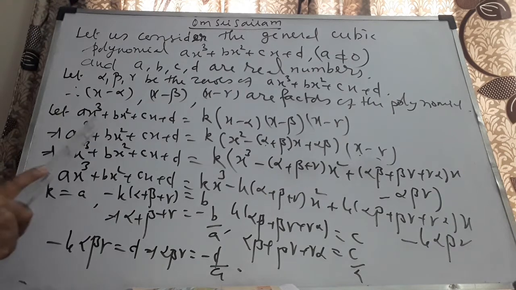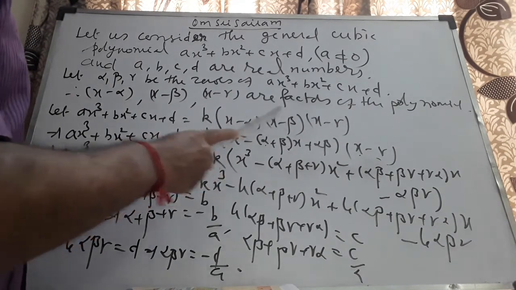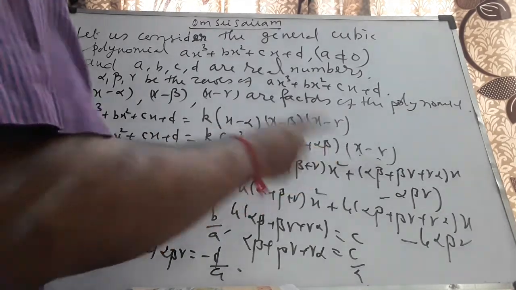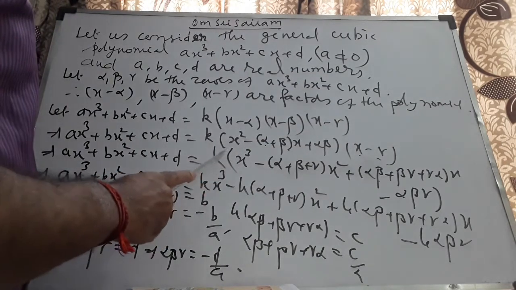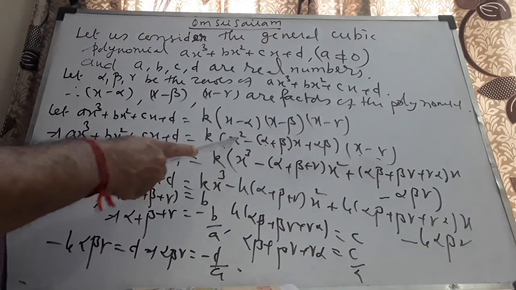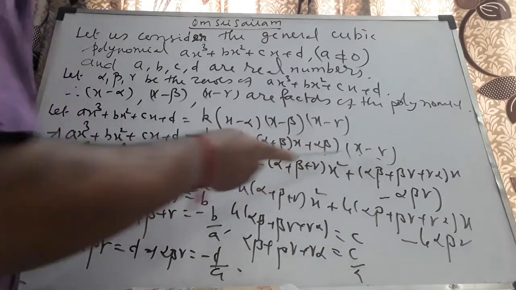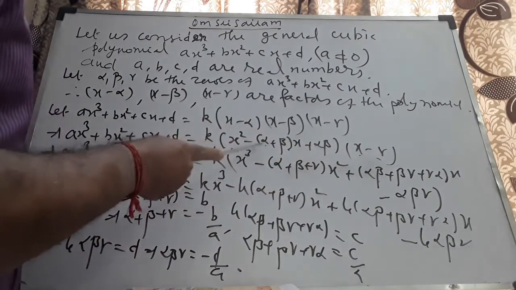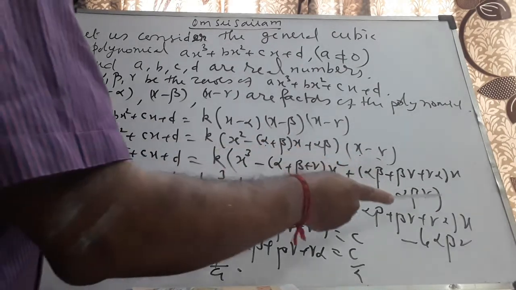Okay, therefore ax cube plus bx square plus cx plus d will be equal to k into x square minus alpha plus beta into x plus alpha beta, into x minus gamma. Therefore ax cube plus bx square plus cx plus d will be equal to k into, here of course, x square into x is x cube. Then x square into minus gamma is minus gamma x square. Minus alpha plus beta into x is x square. Therefore, minus of alpha plus beta plus gamma into x square. Then here alpha beta x plus beta gamma plus gamma alpha into x. And finally minus alpha beta gamma.